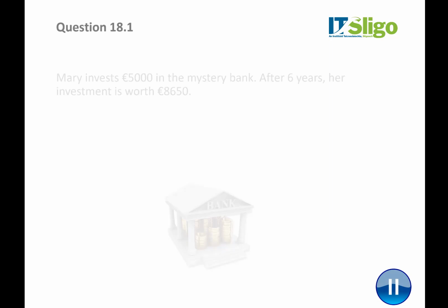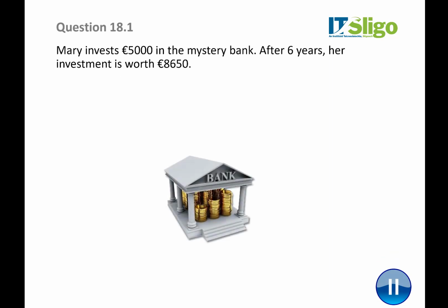So now, a couple of questions just for you to try. Mary invests 5,000 euros in the mystery bank. After 6 years, her investment is worth 8,650. So determine the value of k. The reason why it's a mystery bank is because we don't know the interest rate they're offering, and that's what we have to calculate first.